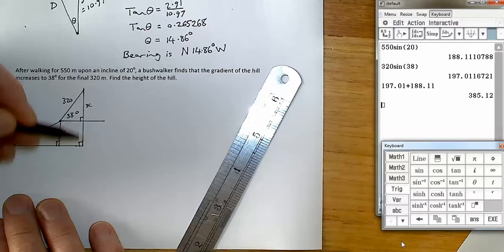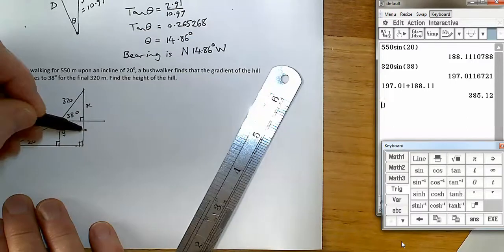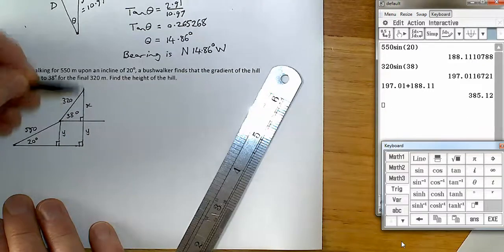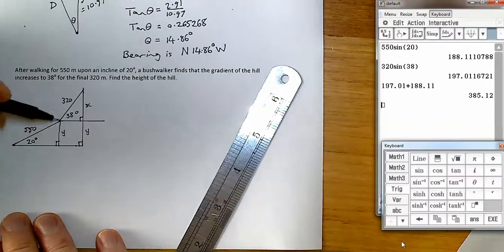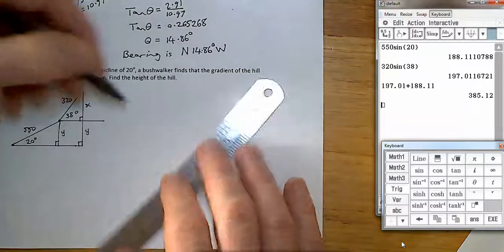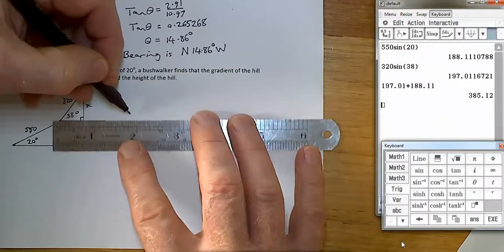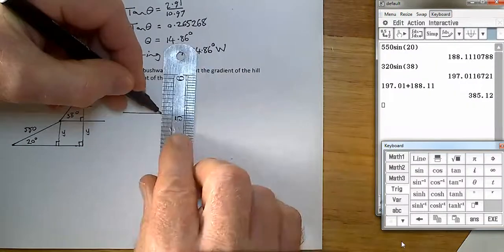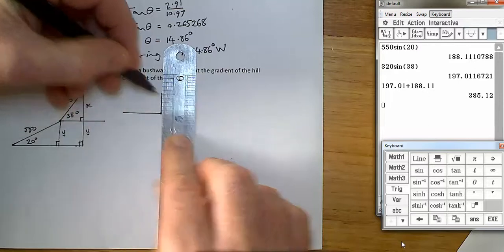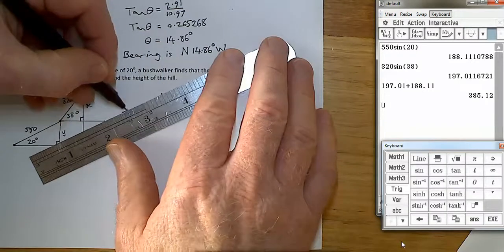And the total height of the hill is going to be x, and this will be y as well, so the total height of the hill will be x plus y. Let's start with this triangle here. I think it was the first one that they walked, and it might be a good idea just to do a quick redraw of the triangle. It sometimes helps save confusion.